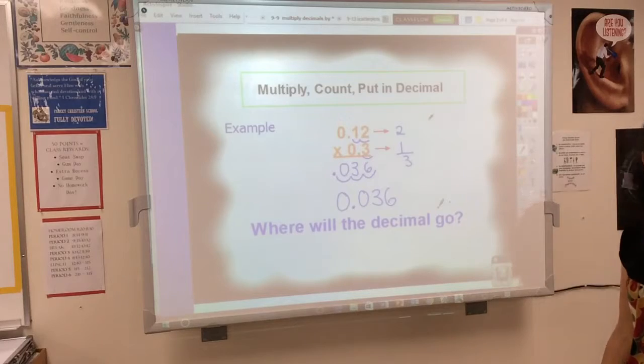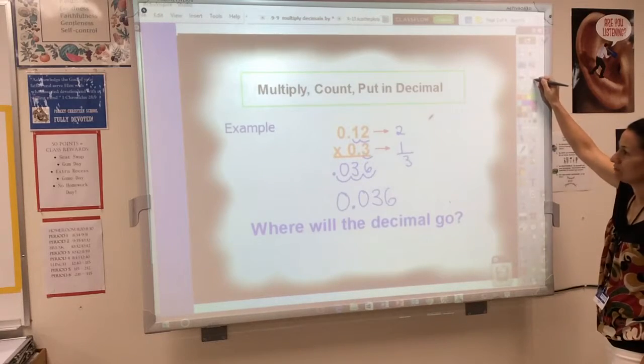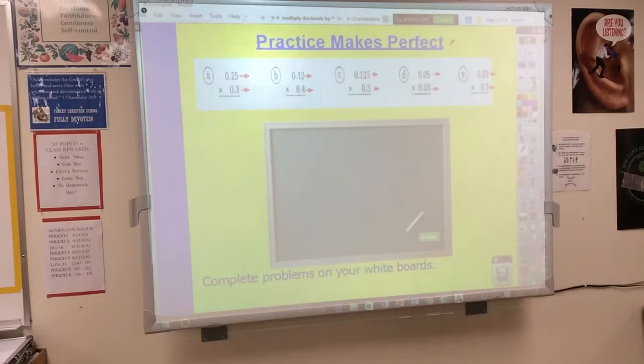You can use your notes later to help you. Again, if I talk too quickly, you can pause it, you can rewind it. I'd like you to try some now. I'd like you to pause the video and try these 5 problems. When you're finished, unpause the video and we'll go over them.